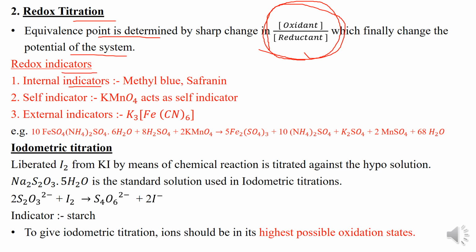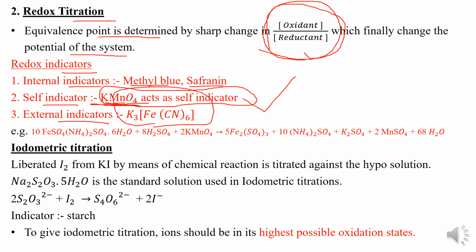Internal indicators: methylene blue and safranin. Self indicator: potassium permanganate acts as the self indicator. We have to know this, it is very important. So in titrations between potassium permanganate and oxalic acid or Mohr's salt, we cannot use any indicator, because potassium permanganate itself acts as the self indicator, as it is pink in color. And the external indicator is potassium ferricyanide.